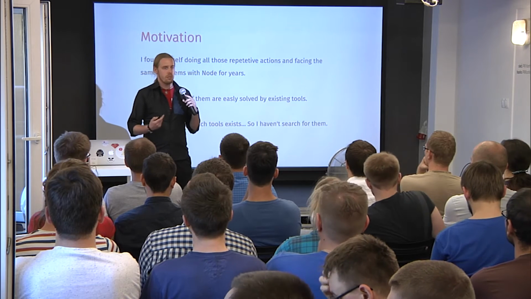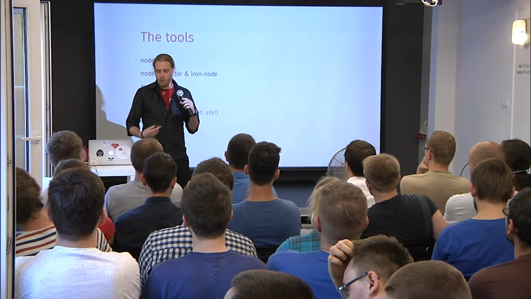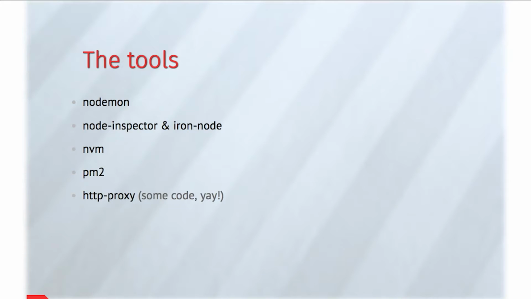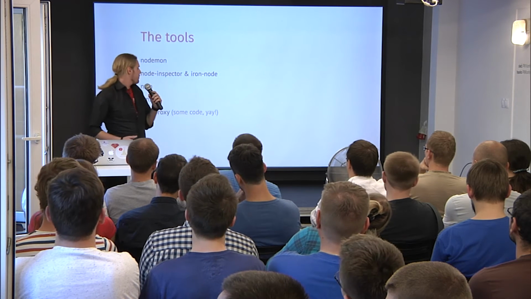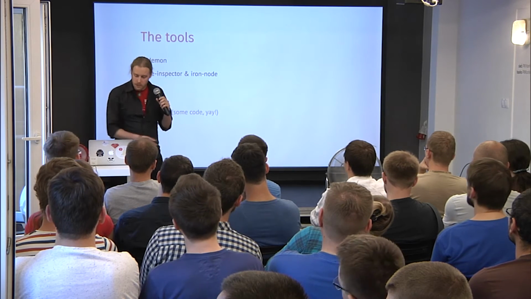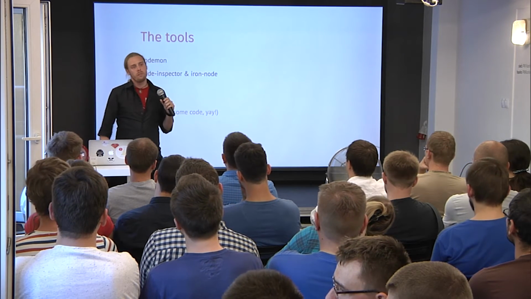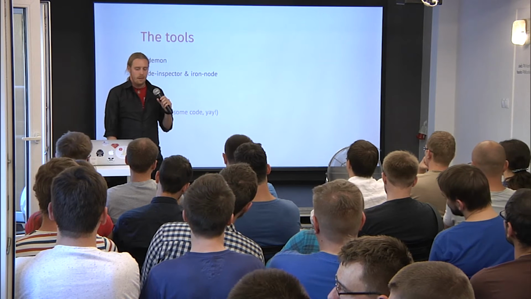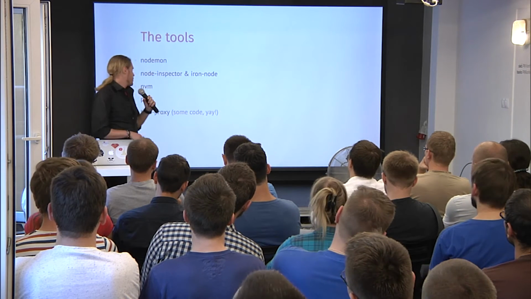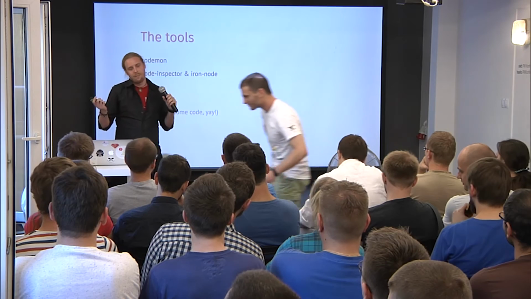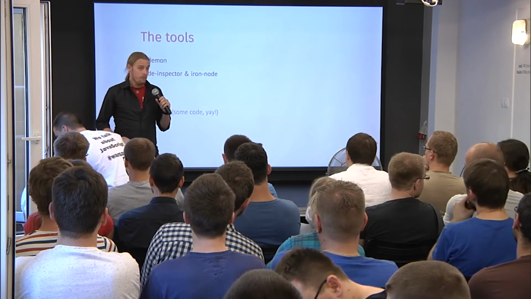And the tools I'm going to present today are Node daemon, Node inspector. Probably about Node inspector most of you should know, but still I'm going to say about it. Iron Node, NVM, PM2, and HTTP proxy. Is something not visible? I think so, okay. With the last one, we will have a little bit of code, so yay for code. If somebody knows all of the tools, you can leave, go grab a beer or something. So, let's dive in.